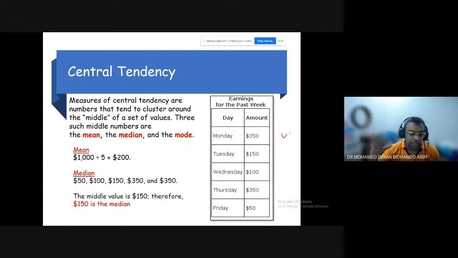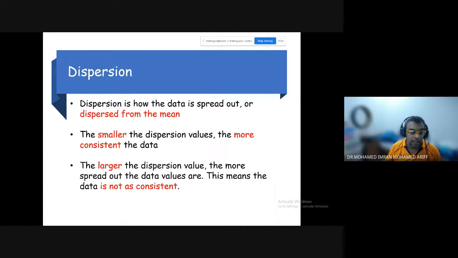Okay, so the mean, kalau you buat central tendency, if you are doing the mean, dapat dia 200, median, kita cari jumlah di tengah, okay, and the mode is kekerapan lah, kekerapan. Okay, on the same data, if you're looking at how dispersed it is, so you tengok berapa banyak, how far is the numbers dispersed from the mean. The smaller the dispersion value, the more consistent the data. The larger dispersion value, the more spread out the data, and this means data is not consistent.